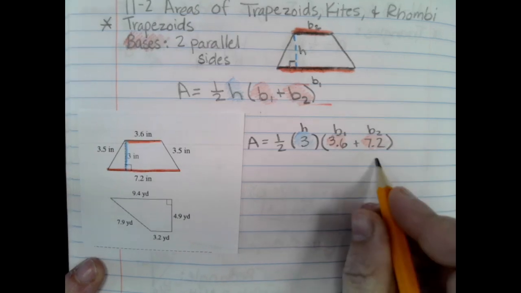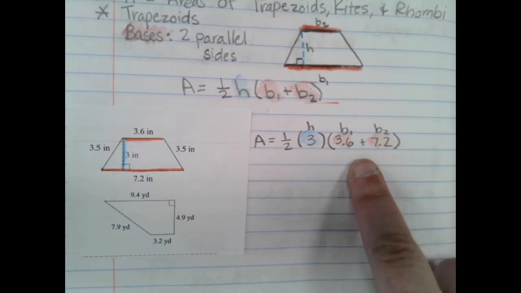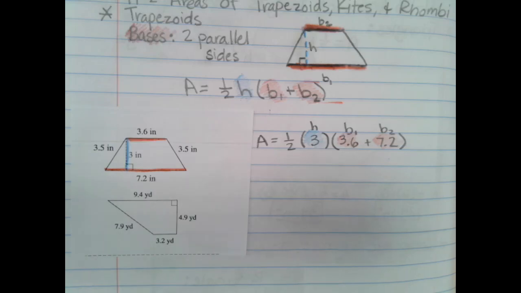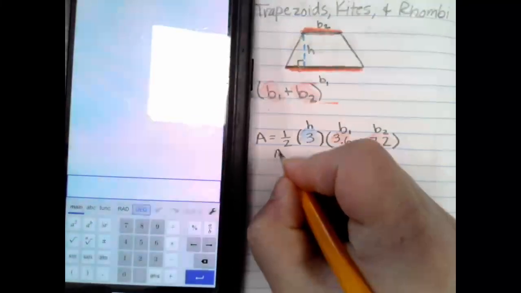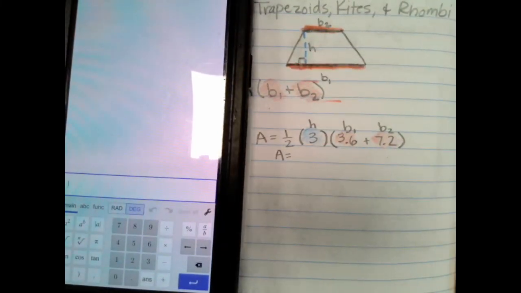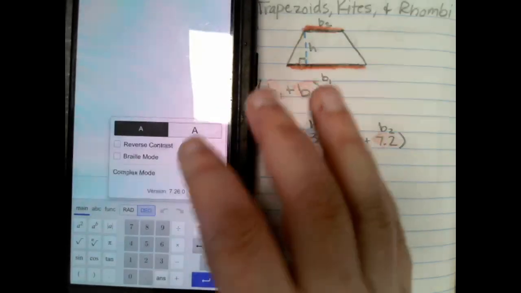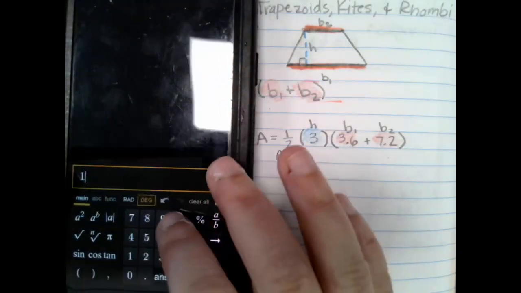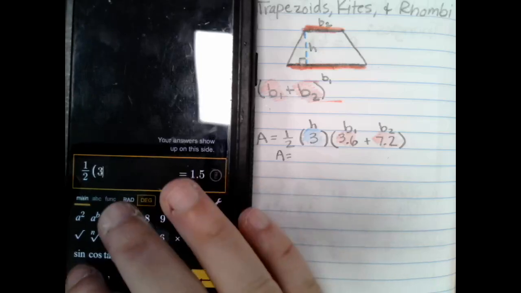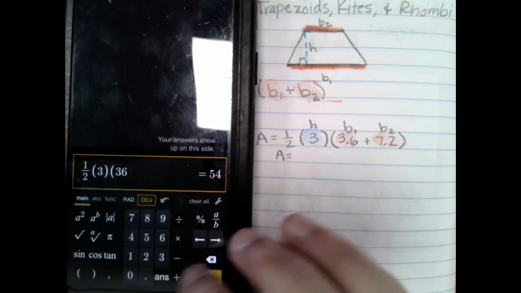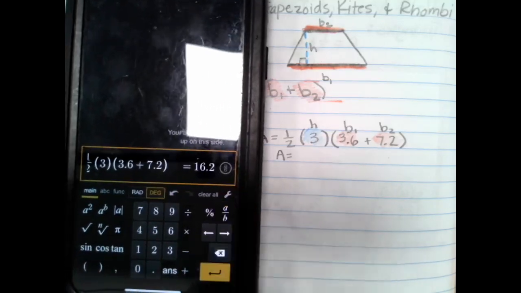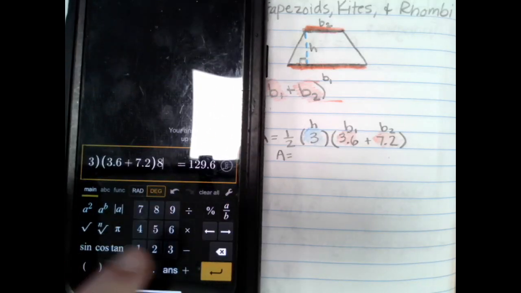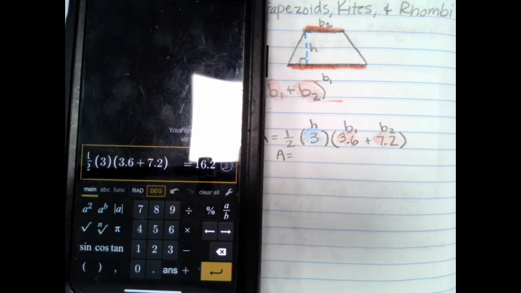Okay, and so when we add, it doesn't matter which order we add. That's in parentheses, so those can go in either order. Okay, then we throw that in a calculator. So area equals 1/2 times 3, times 3.6 plus 7.2. And our final answer is going to be 16.2.